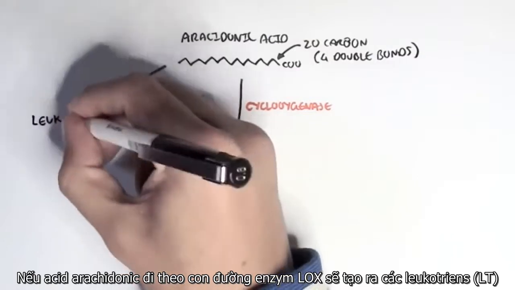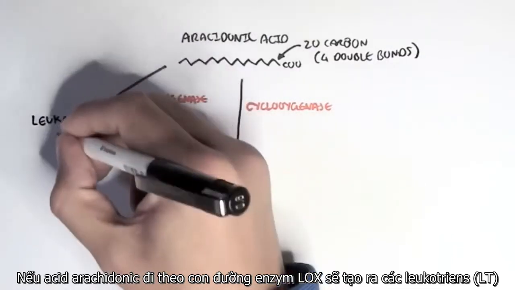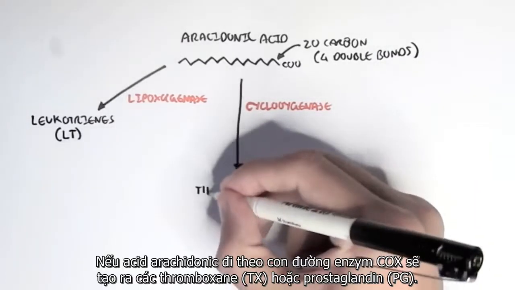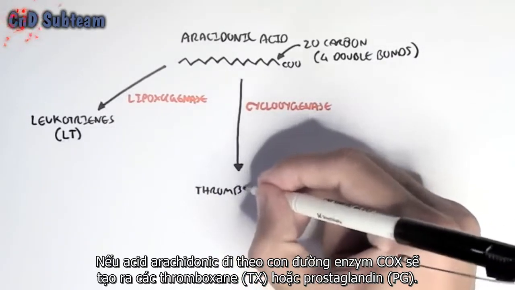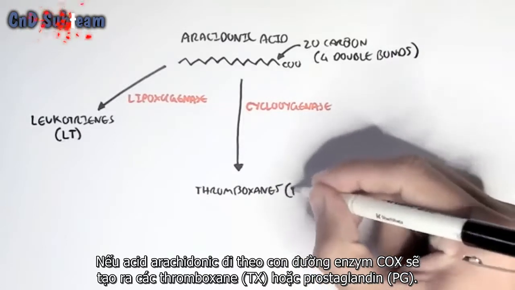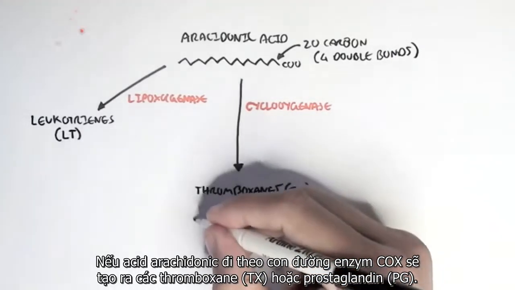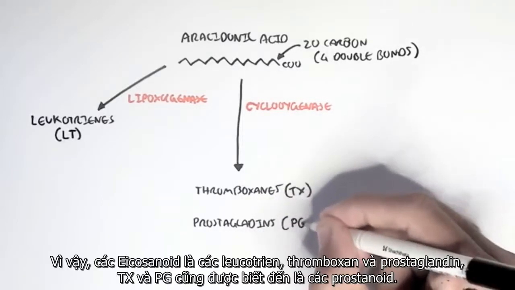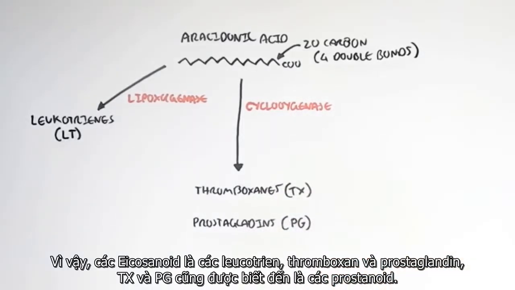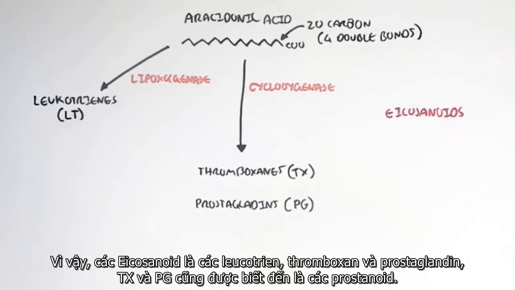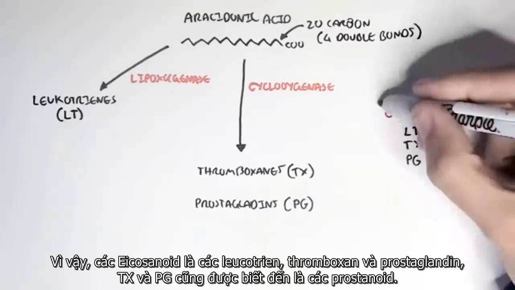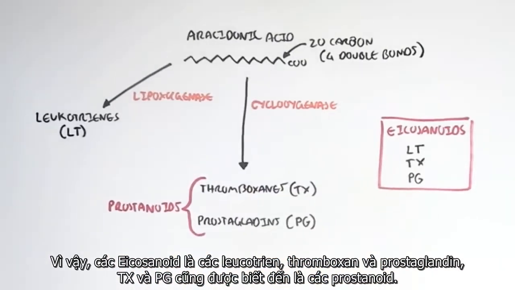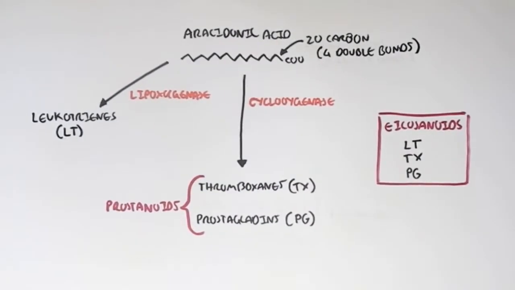If arachidonic acid follows the lipoxygenase enzyme, it will make leukotrienes, abbreviated LT. If arachidonic acid follows the cyclooxygenase pathway, it will make thromboxanes, abbreviated TX, or prostaglandins, abbreviated PG. So eicosanoids are the leukotrienes, the thromboxanes, and the prostaglandins. The thromboxanes and the prostaglandins are also known as prostanoids.